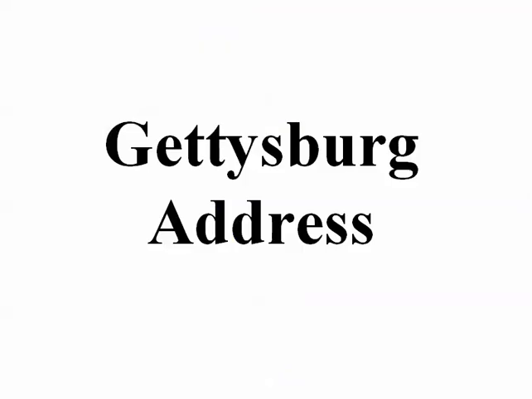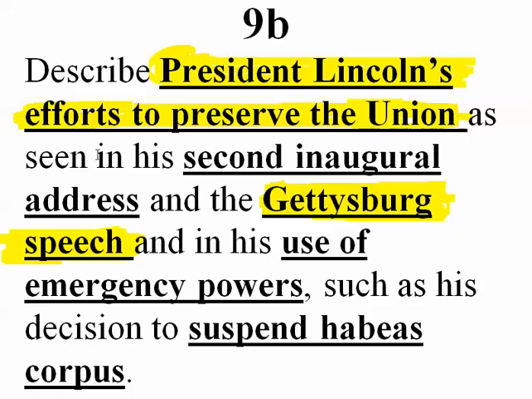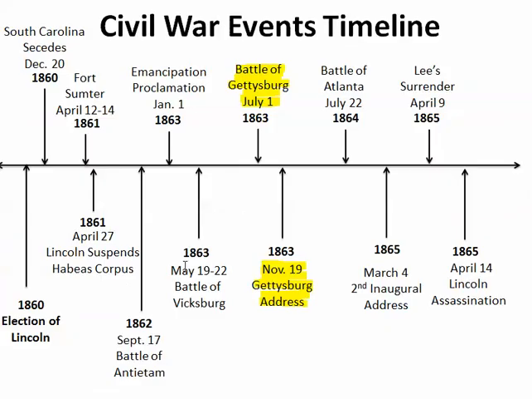Alright, the Gettysburg Address is the second piece of evidence. Let's look at this. Describe President Lincoln's efforts to preserve the Union as seen in his second inaugural address. We hadn't gone over that yet, but highlighted here, Gettysburg speech. And the Gettysburg speech was given November 19th, 1863, after the Battle of Gettysburg that occurred on July 1st, 1863.